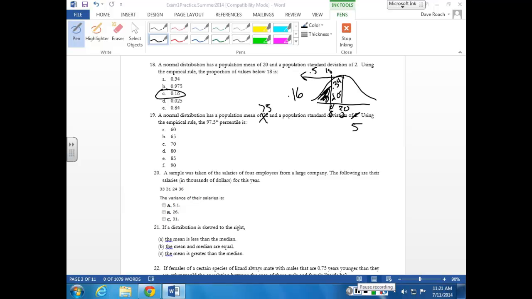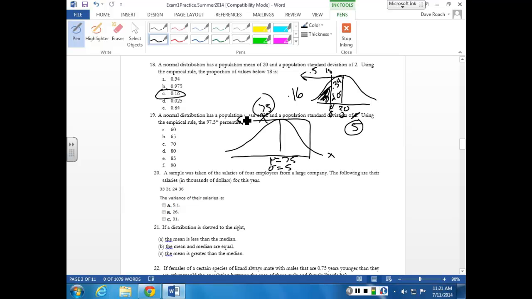Okay, we're going to change problem 19. Apparently when I cut and paste, I didn't change the numbers. So let's make that a population mean of 75 and a standard deviation of 5. The 97.5th percentile. Mu is equal to 75, standard deviation of 5. So we're looking for a point such that 97.5% of the values are below this point, this value of x.